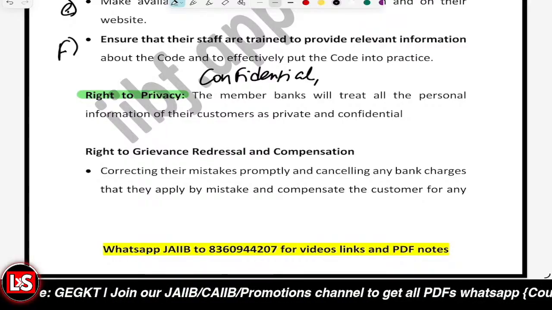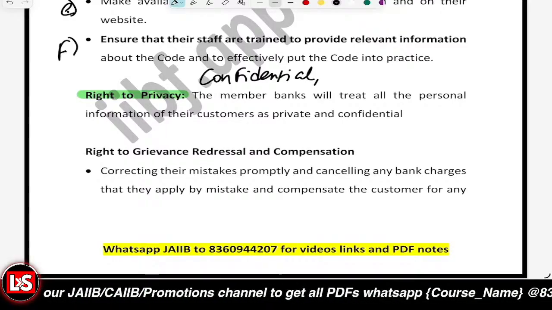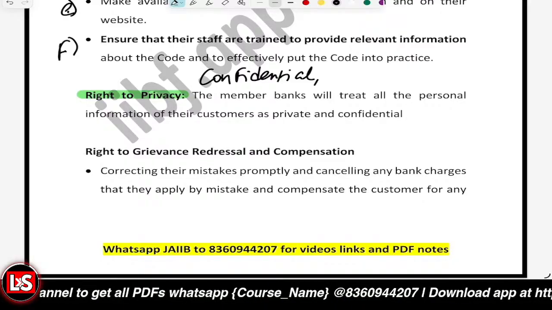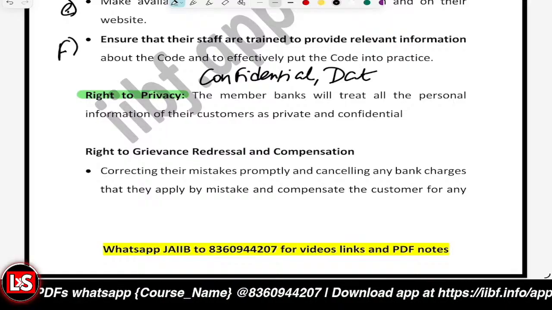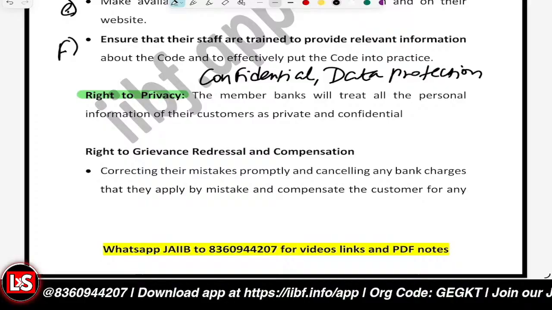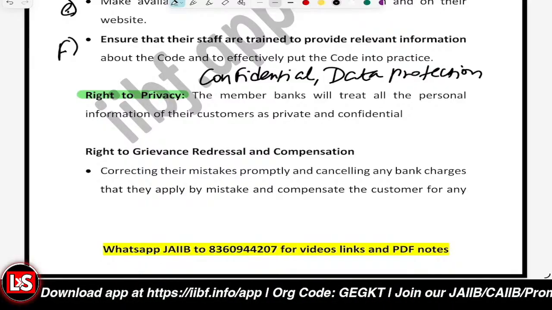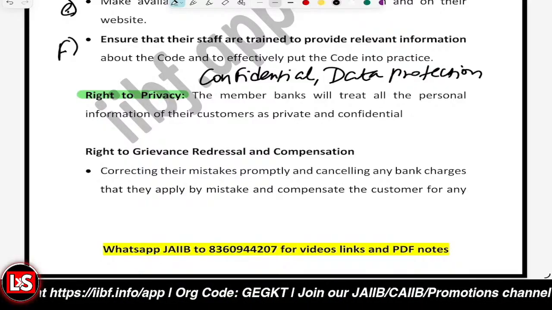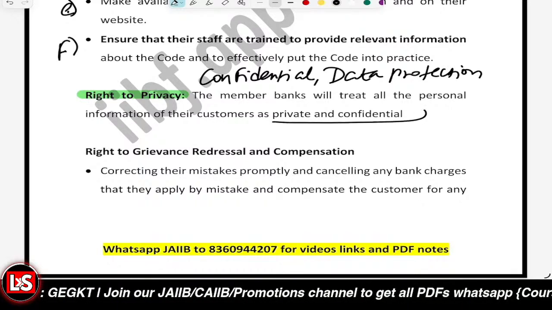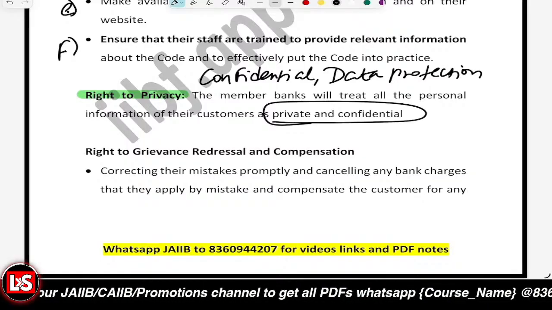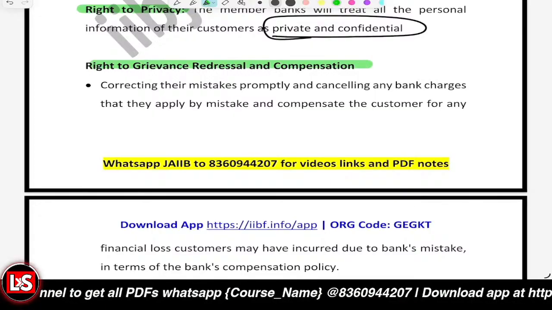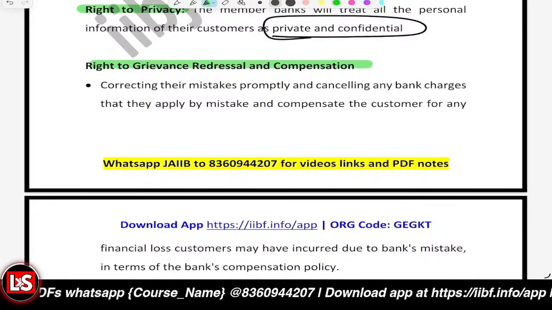Without proper authorization, customer data should not be disclosed, unless it is required by the law or the regulatory authorities. And data protection is very much required. Data protection must be there. There should not be any misuse, fraud, or cyber threat. And the handling of the data must be secure, private and confidential.